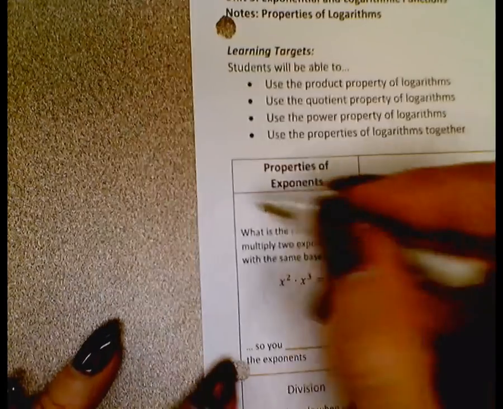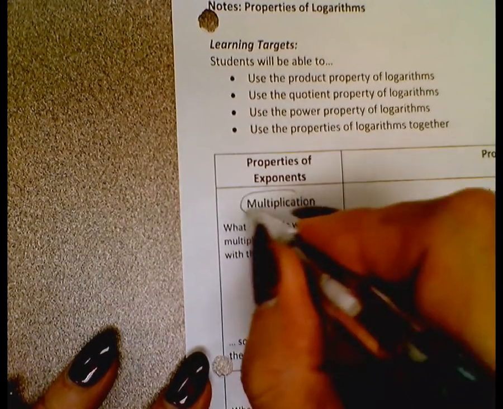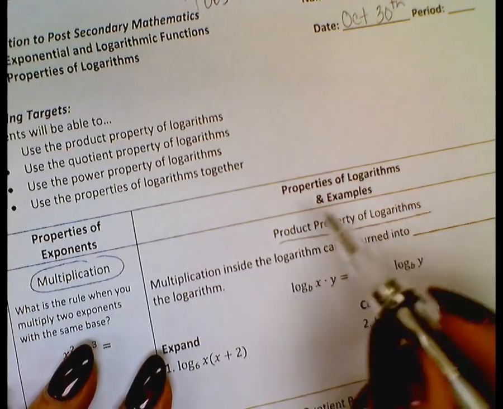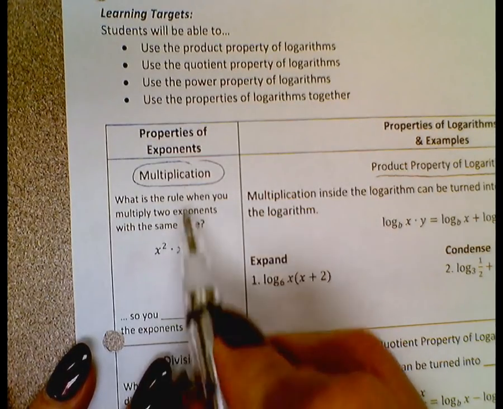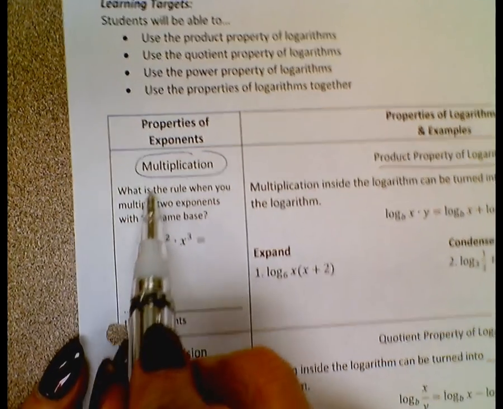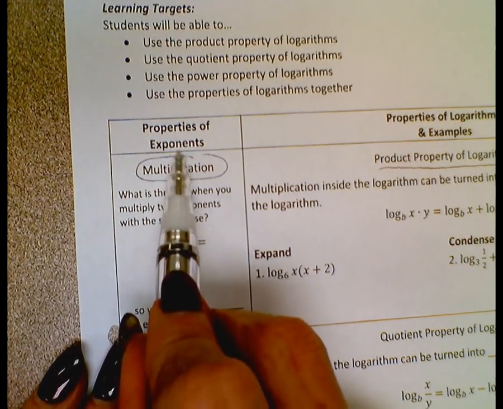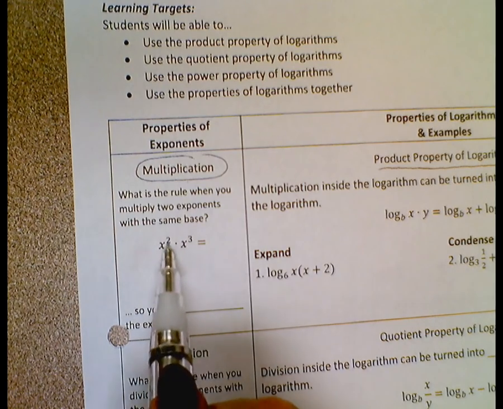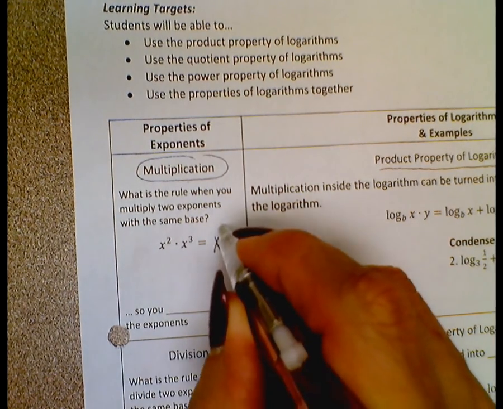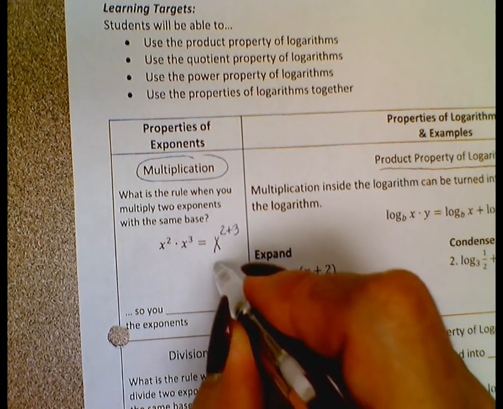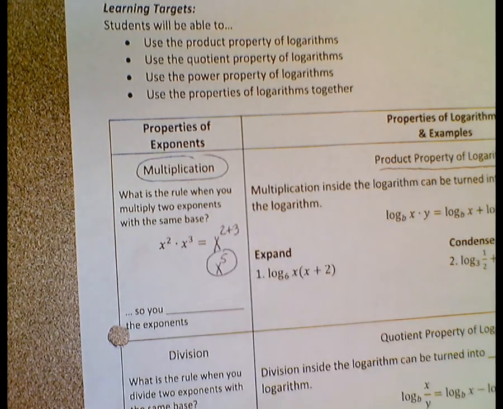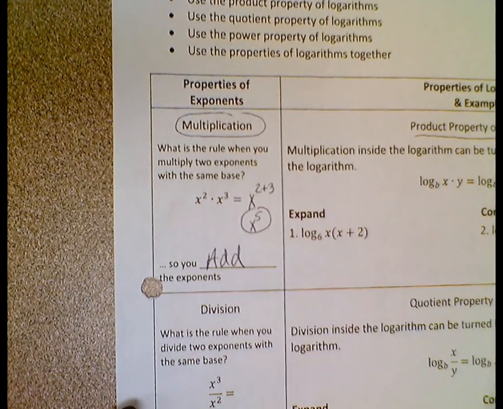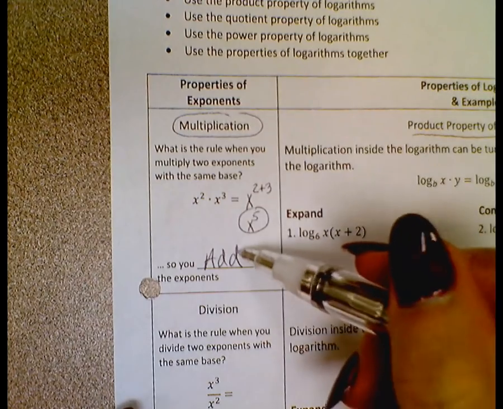There's three properties today. So number one has to do with multiplication. So it's called the product property of logarithms. And it has something to do with multiplication and addition together. So we're going to go back to our rules of exponents, back from Algebra 1. What is the rule when you multiply two exponents with the same base? So same base, you have a 2 and a 3. What you're supposed to do is add these. So your answer would be x to the fifth. So you add the exponents. When you're multiplying, you're really adding the exponents.